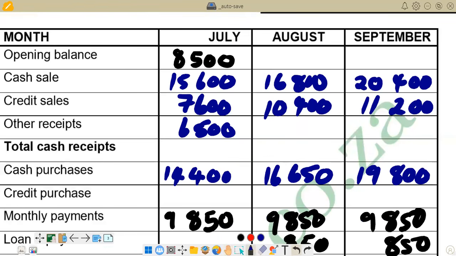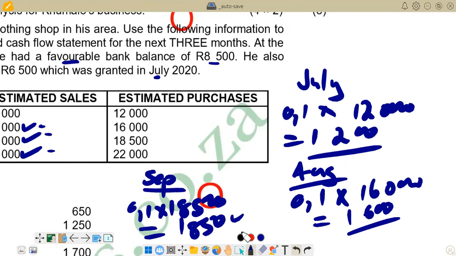So we have got the space that we have there. We have credit purchases. We've got 1,200 here. And then next, we are going to have 1,600. Then next we have 1,850. Then that's what we have there. Then we go to see the next instruction. You go down the instructions.